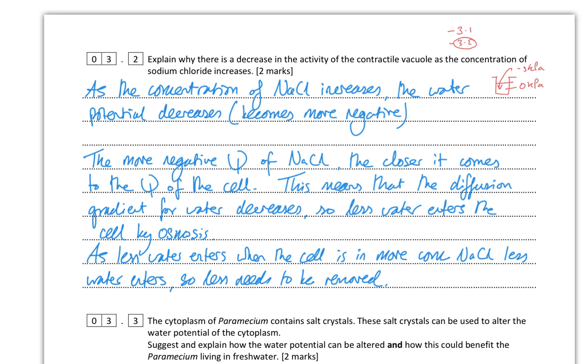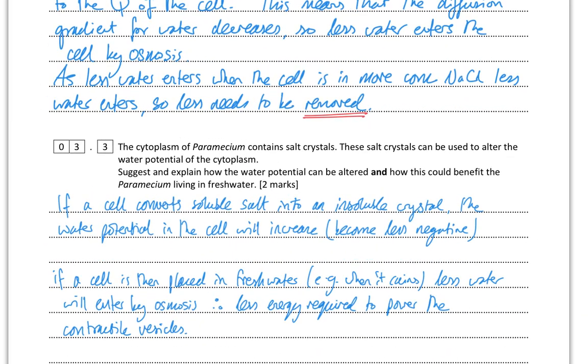So I do have to get to that point. That's where people can end up saying the first bit. Why is the contractile vacuole less active at higher concentrations of salt? Because less water is entering, therefore less needs to be removed. So you do need to get the removed bit, or a word that means the same thing. I think the mark scheme says expelled. But as a teacher, it's always a bit of a harsh word to use, expelled.